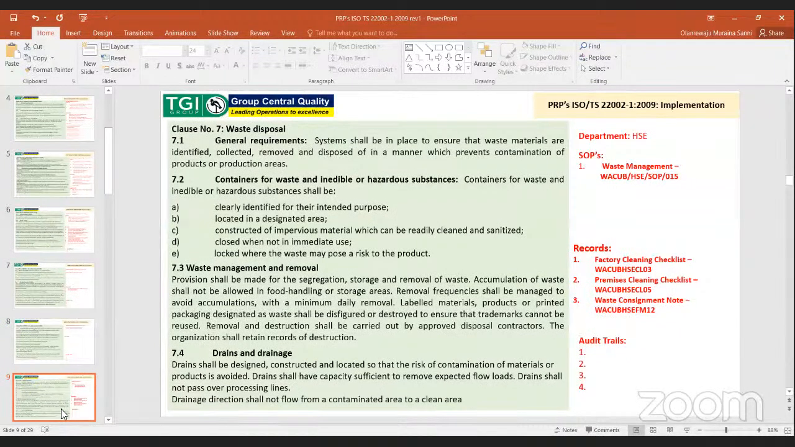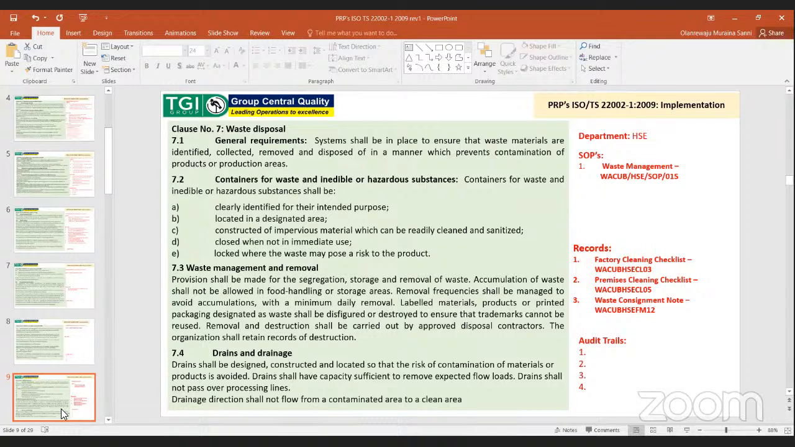7.1 Systems shall be in place to ensure that waste materials are identified, collected, removed, and disposed of in a manner which prevents contamination of product and production area. 7.2 Container for waste and inedible or hazardous substance.